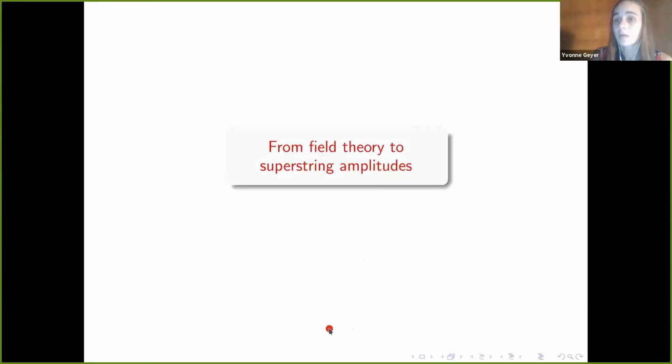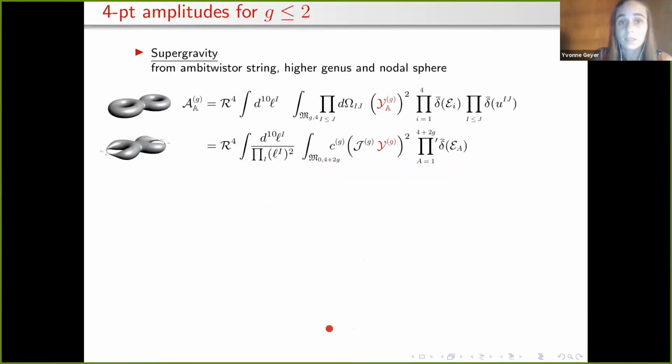Okay, so far, I actually haven't said anything about superstring amplitudes. So far, we've only talked about field theory. So what we've seen so far is that supergravity can be written in two representations, one on the genus 2 and one on the nodal sphere, and also for G equals 1. And let me now specify that we're going to just look at 4-point amplitudes.